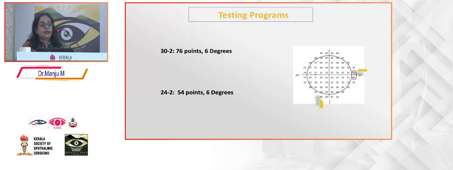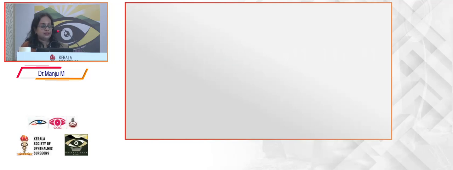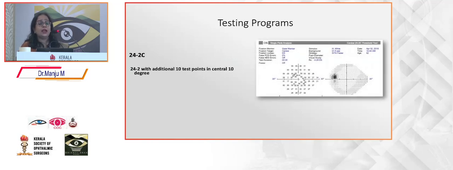And there are testing programs like 30-2, which uses 76 points 6 degrees apart; 24-2, which is usually used in glaucoma, involves 54 points 6 degrees apart; and 10-2, 68 points 2 degrees apart; and the macular threshold, 16 points, that is 2 degrees apart. And there are other testing programs like 24-2C, which involves an additional 10 test points at the central 10 degrees, which can give early involvement of central points.